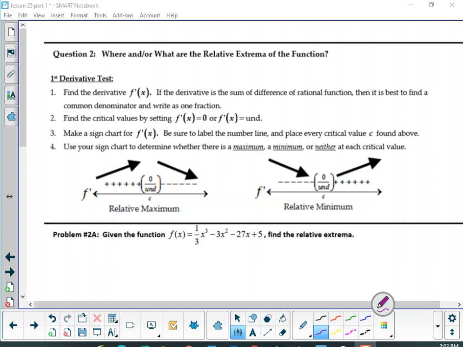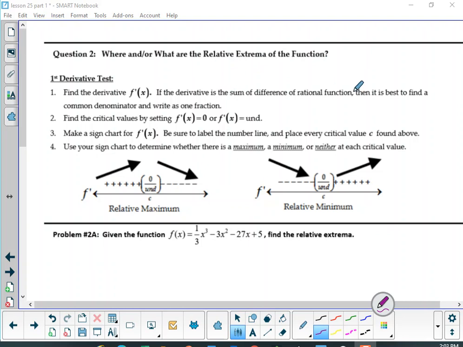We also, in order to be a relative min or a relative max, your function has to actually be defined at that point. So we can't have an asymptote at that point. We could have an asymptote where we're increasing on one side and decreasing on the other side, but that doesn't make the asymptote a min or a max. So I jumped ahead a little bit. How are we going to determine relative mins and relative maxes, or relative extrema?